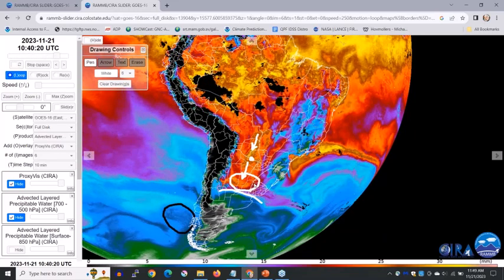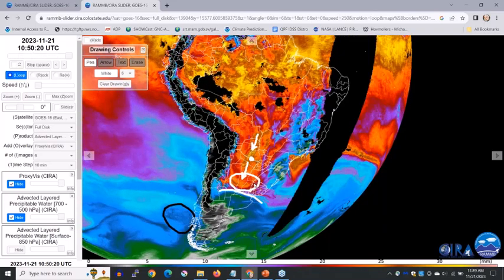Go ahead, Bonnie. Yeah, so definitely looking at very large amounts of precip for that area for today.